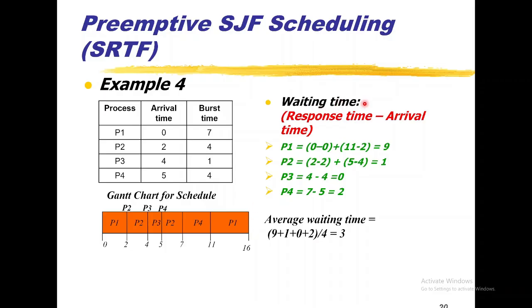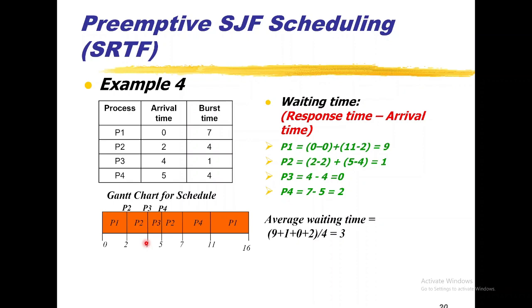The response time and waiting time we do the same way. P1 is equal to, the first time it arrived, we had no wait, so 0 minus 0 gives 0, plus the second time at 11, where it had to be picked up again, minus the 2 seconds spent here. So we have 11 minus 2, which is equal to 9. P2 arrived at time 2 and was picked up immediately. So we have 2 minus 2, which gives us 0, plus 5 minus 4.